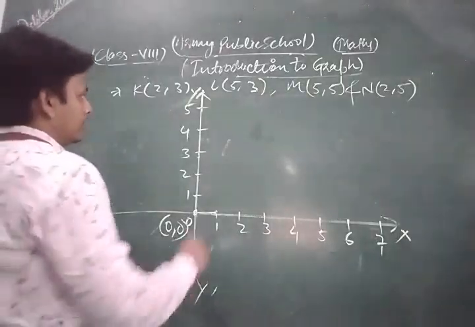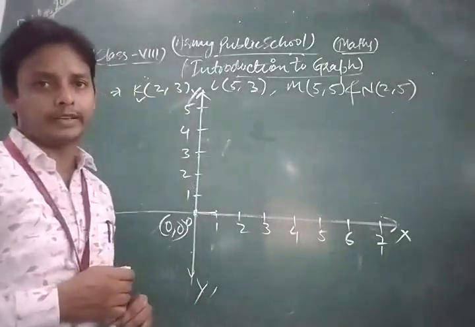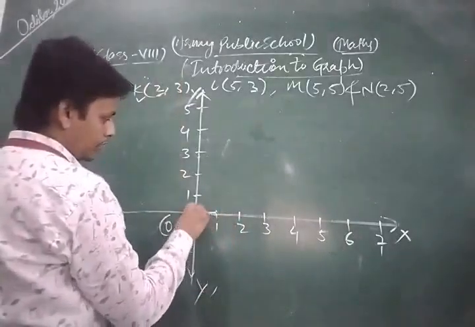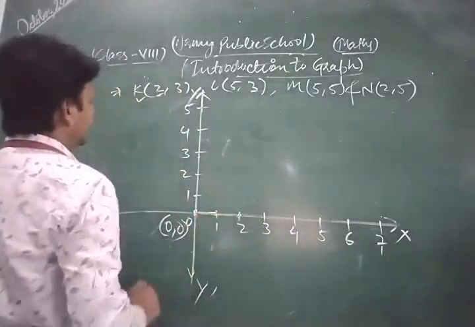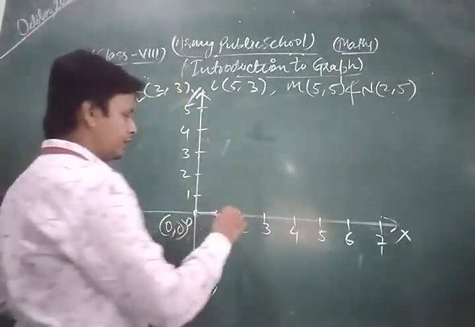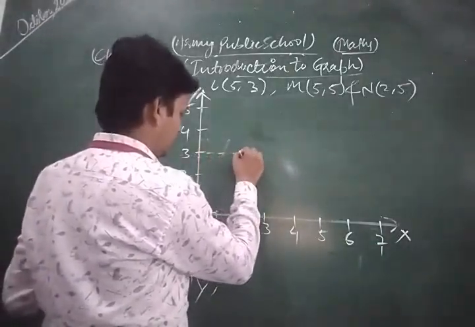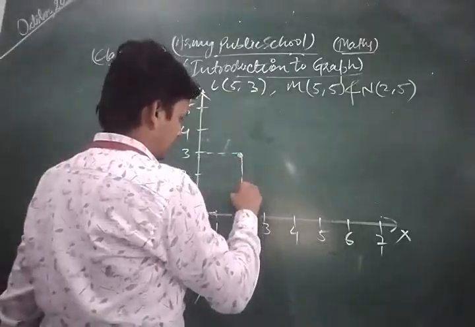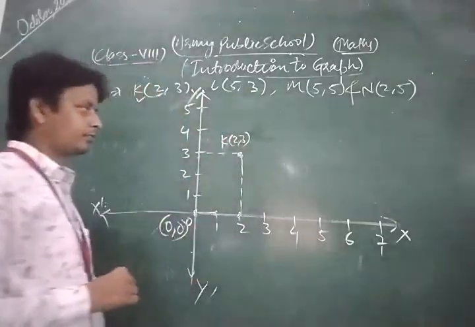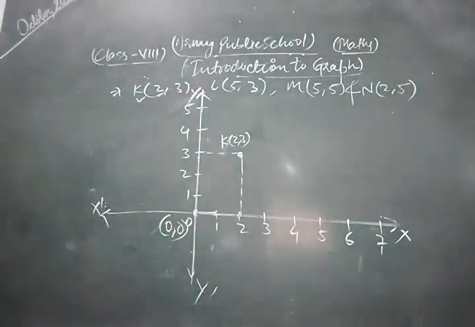Now, dear friends, first of all we take the point K, and the coordinate of K is (2, 3). So the abscissa is 2, meaning the x coordinate is 2, so 1, 2 from there. And the ordinate, the y coordinate, is plus 3, so from there we go upward 1, 2, 3. So here the point K lies on that position on the graph.